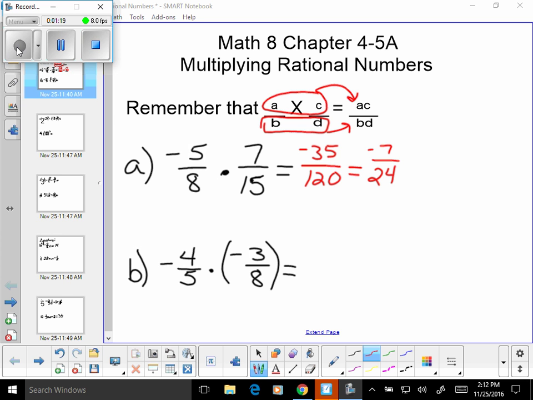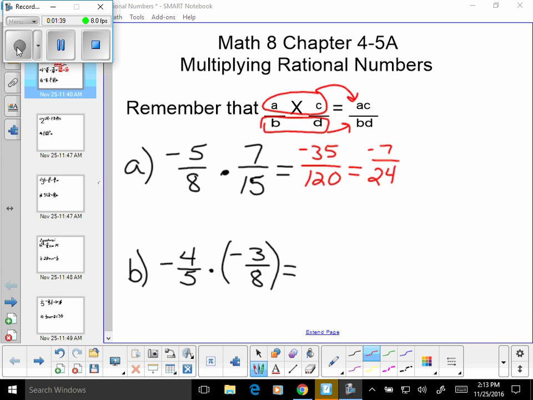Now you'll notice the other thing you've got to be careful of is the negative number. You're taking a negative times a positive, so my answer has to be negative. Now, the negative 35 over 120 gets to be a bit sticky to reduce for a lot of people. Those are fairly large numbers.